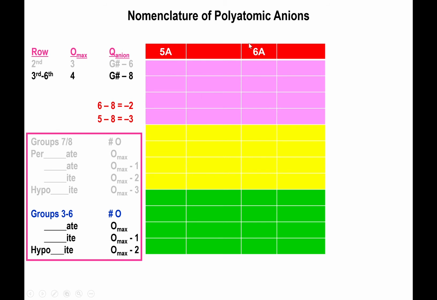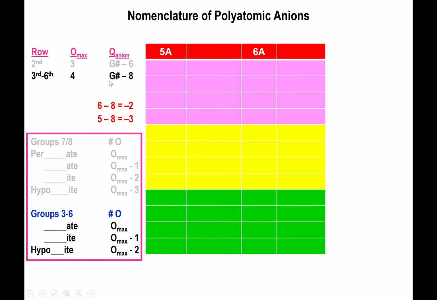And if you're in group 6, 6 minus 8 will tell you that the charge ought to be minus 2. So all we're going to do now is just input the name or the element symbol for group 5. That will be phosphorus, arsenic, and antimony: P, As, and Sb. And for group 6, we'll have sulfur, selenium, and tellurium. So the symbols will be S, Se, and Te.